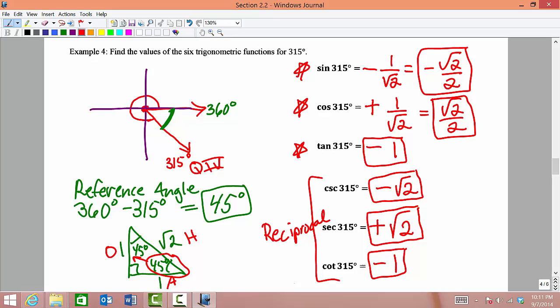It all goes back to what quadrant we're in. That tells us our signs. What's our reference angle? That tells us all the numeric values of each of the trig functions.